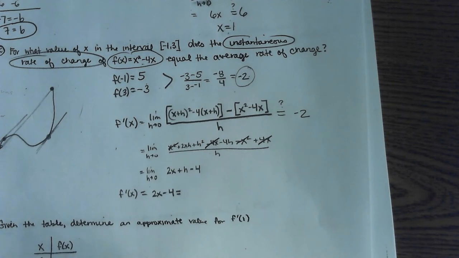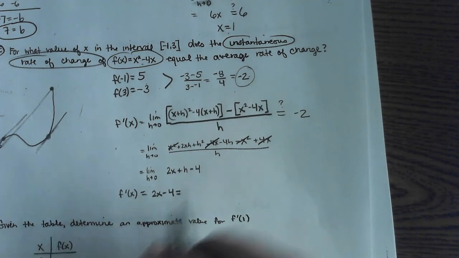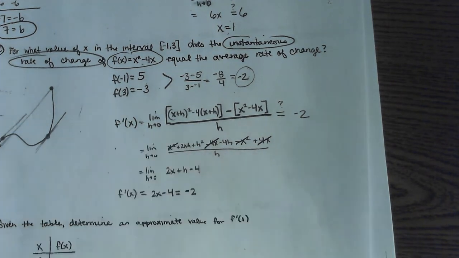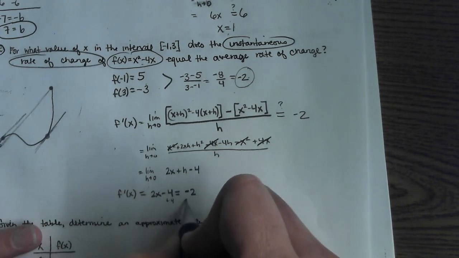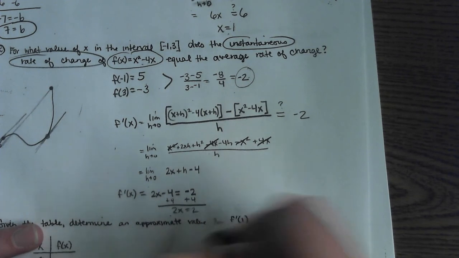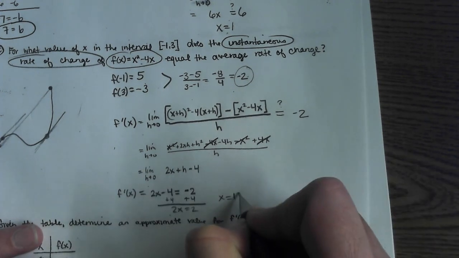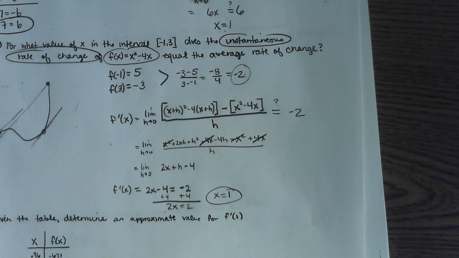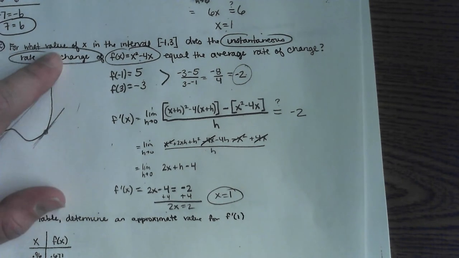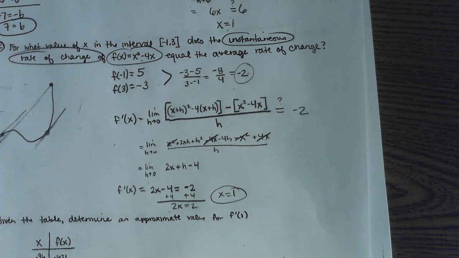And again, I'm looking for when my instantaneous slope equals -2. Where is it? Solve for x, add 4. You get 2x equals 2. So where is it? 1 again. This one just said for what value of x. It didn't say at what point. If it said at what point, I would need to plug the 1 back in to find the y coordinate. If it wanted the complete point. It just said x value. Okie doke? Okay.